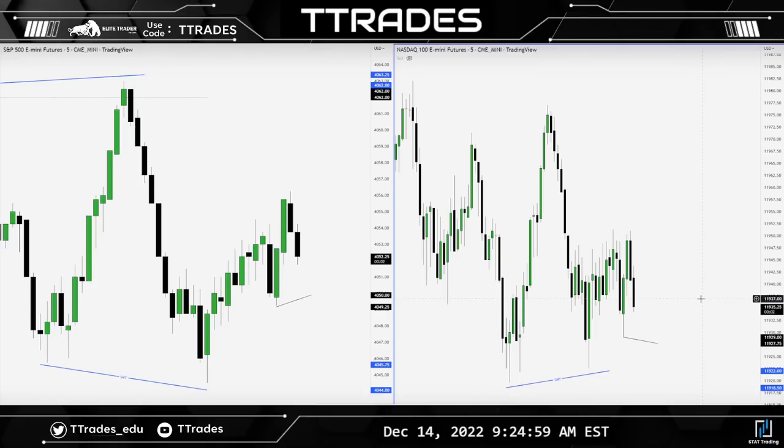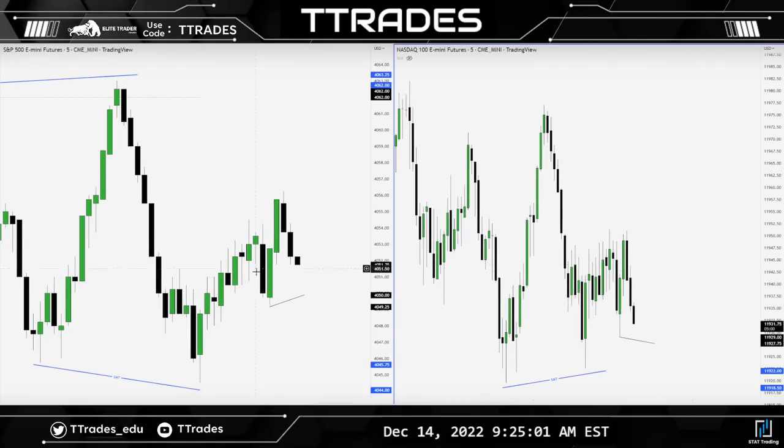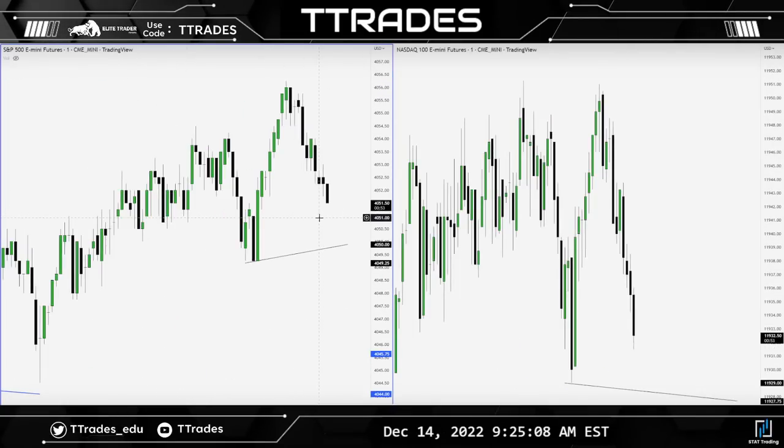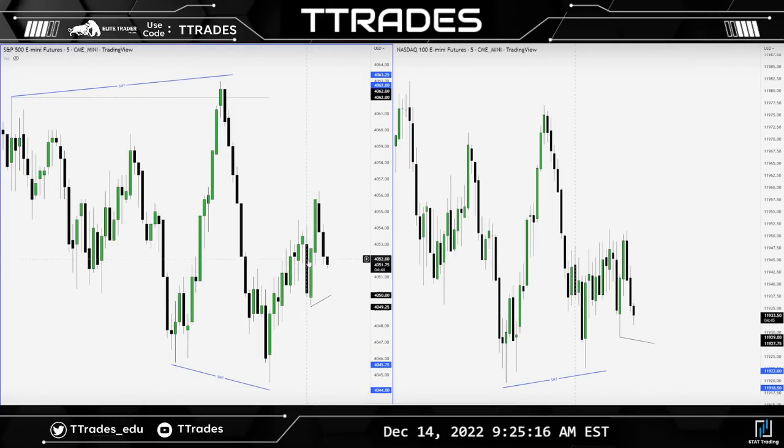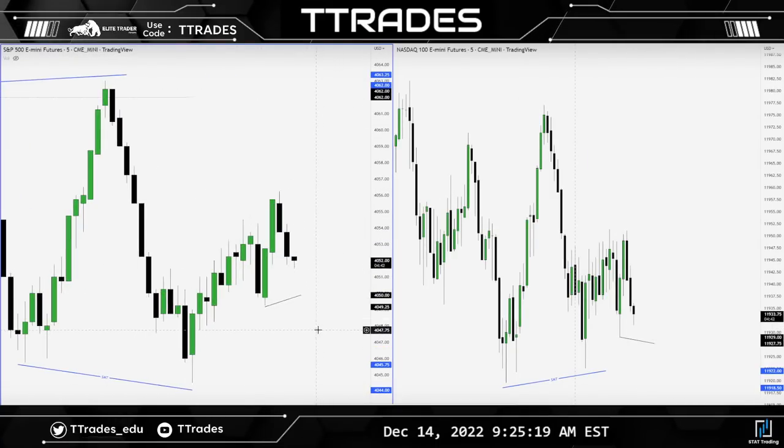Those are high probability order blocks, right? This is actually, I mean, could consider it a mitigation block. Would be an order block on the lower time frame, right? Because it ran previous lows. But yeah, this is a 5 minute, it would be a mitigation block.